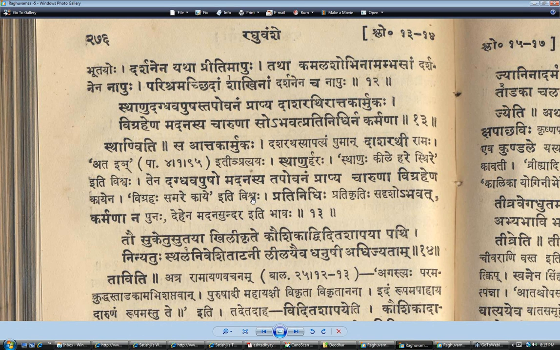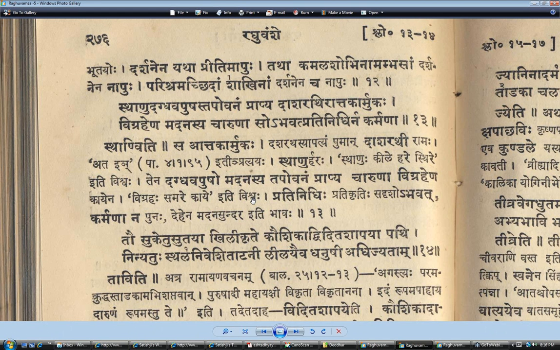But he says Vigraha samare kaye. So Vigraha can mean a conflict, a war. It also means the body. So he says, but in this case it means kayena, asmin sandarbhe kayena iti arthah. So by his body, by his frame, pratinidhi equals pratikriti. Pratikriti is like a duplicate, a copy. He became a copy. Sadrishah abhavat. He became similar to, he looked similar to. Now we'll come to the last part.